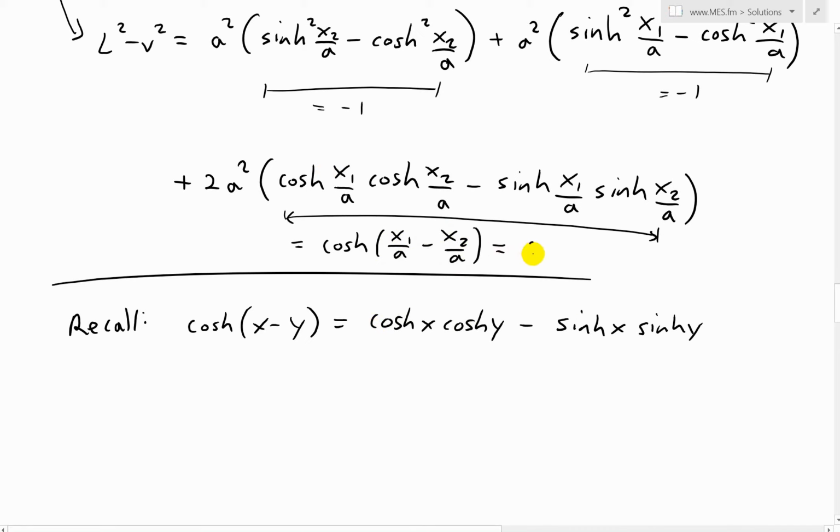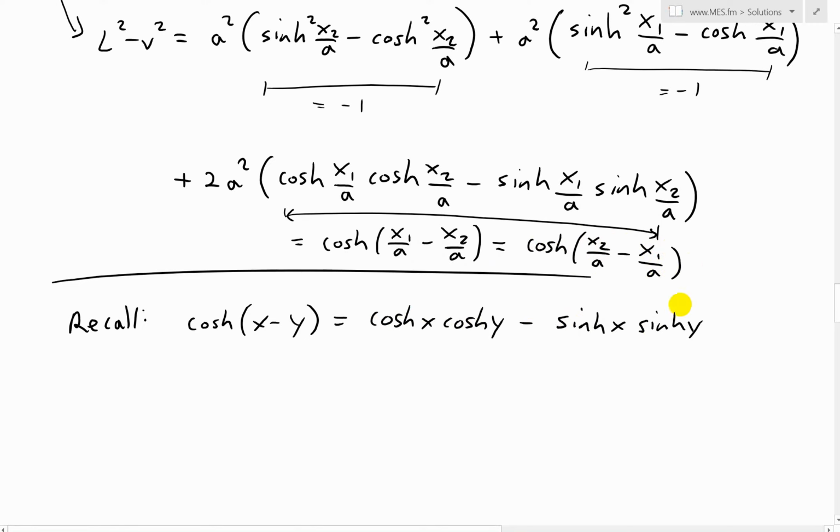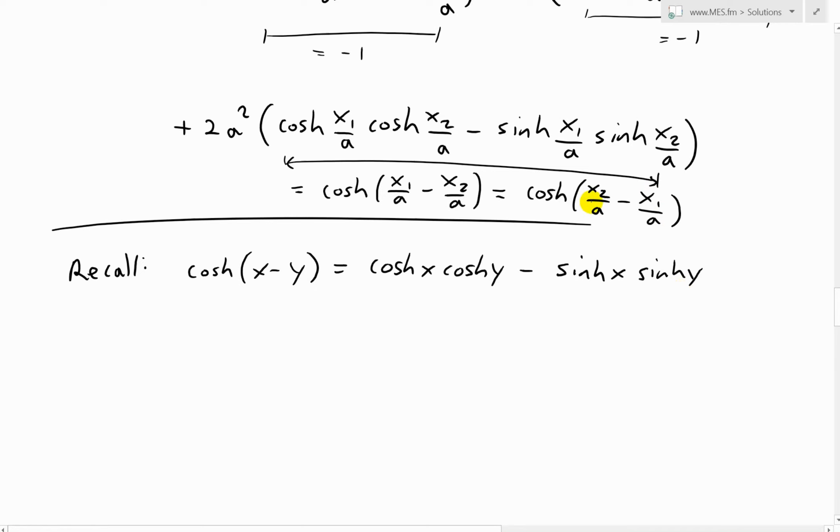This is the same thing as writing cosh of x2 over a, and I'll write it like this instead because it's a bit easier to handle, because we could replace the x2 minus x1 with h. So it's the same thing. We could use it for either one like that. So that's what we have there.